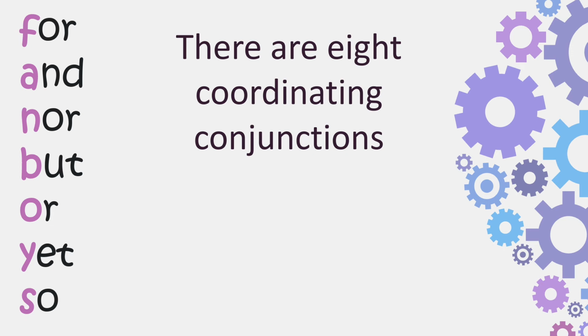There are 8 coordinating conjunctions which are used in compound sentences: for, and, nor, but, or, yet, and so. And you can see that the first letters of these words make the word FANBOYS.